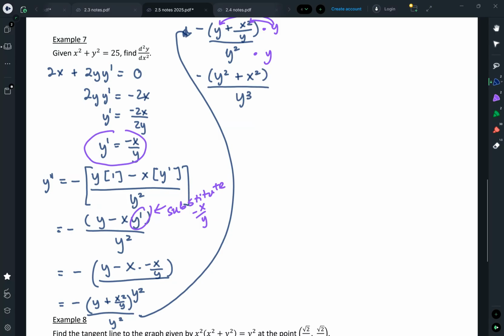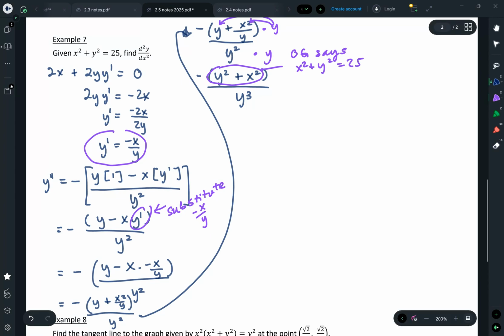So now I can do something else that's really, really cool. I'm going to look at that y squared plus x squared, and make a substitution. If I go back to my original equation, OG, original equation, it says x squared plus y squared equals 25. So where I see x squared plus y squared, I can substitute 25. So now I'm going to have negative 25 all over y to the third power. And that is my second derivative.